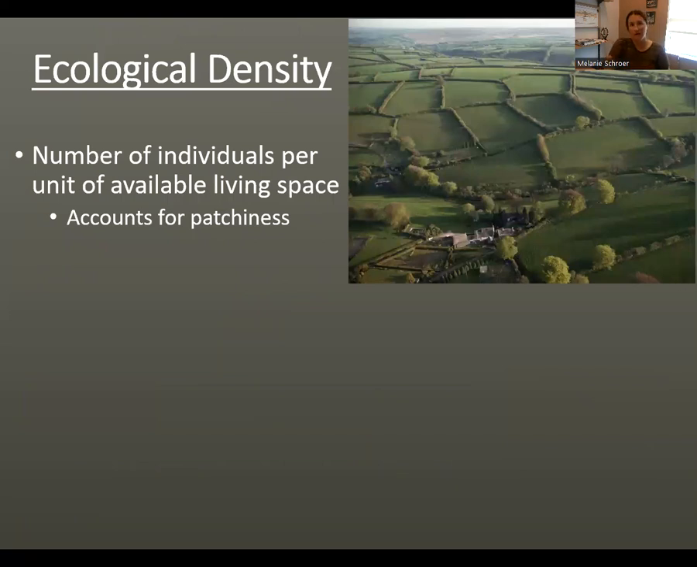So far, we have used the crude population density, just taking an average of all of the spaces within the distribution of the organism. But this does not necessarily account for patchiness. That is, some organisms can live here, such as the bobwhite quail, but they can't live over here. The bobwhite quail only lives in these hedgerows.